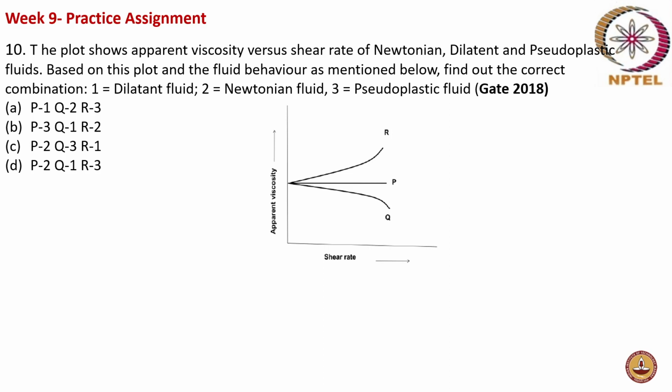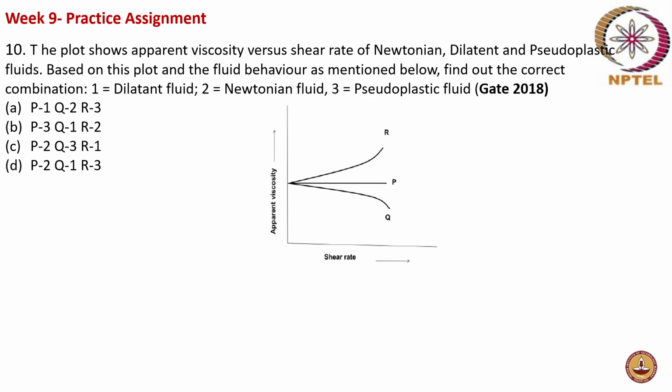At least one you can. I will go with D. As P is a Newtonian fluid, a straight line for Newtonian fluid. Dilatant fluid will be Q, and for pseudoplastic fluids it will be R. Is it so? I'm not sure about it. But you're sure P is Newtonian fluid, yeah.